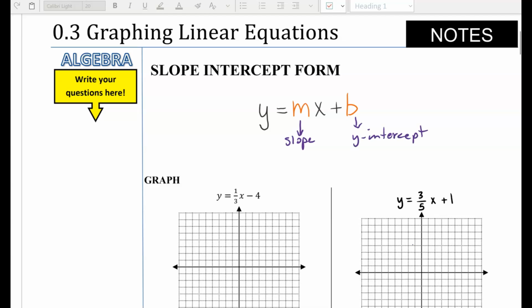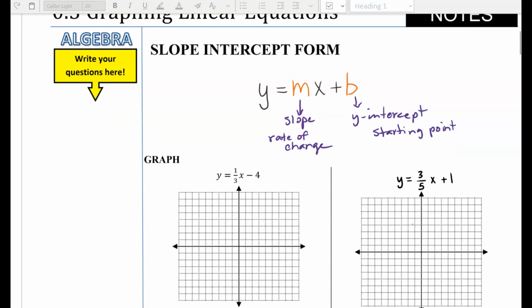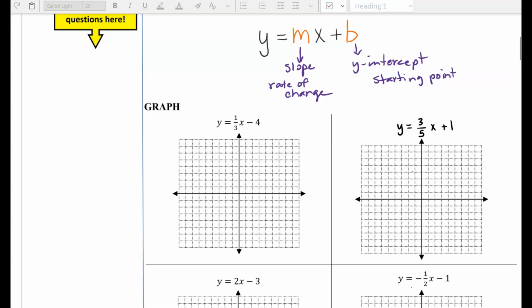Another way to say slope is to call it the rate of change. So how fast are the variables in our scenario changing? Okay, and then the y-intercept sometimes is referred to as a starting point. And when we're graphing, we're going to start with the y-intercept because it's the easiest way to graph. So let's look at our first equation and let's graph it.